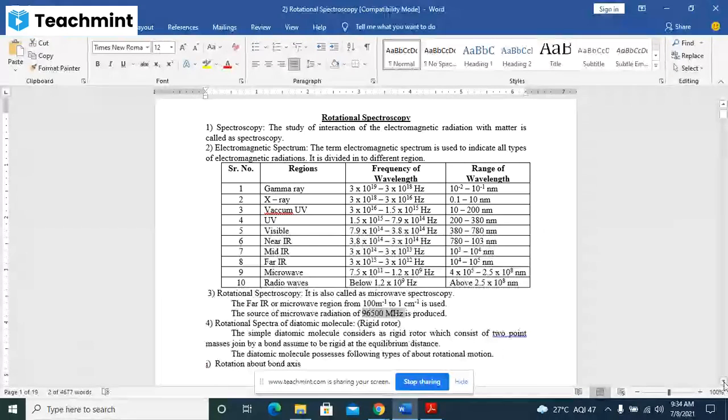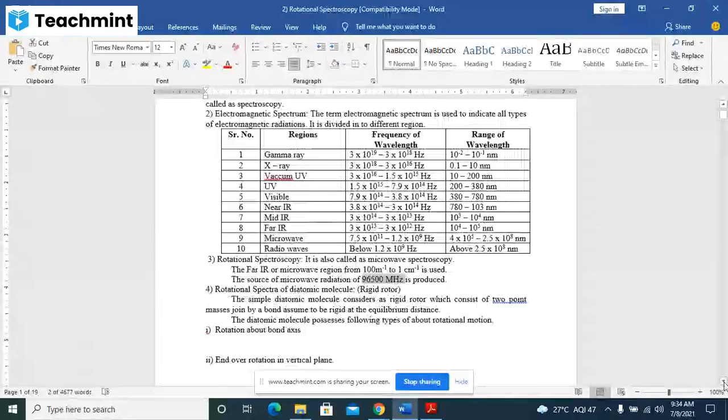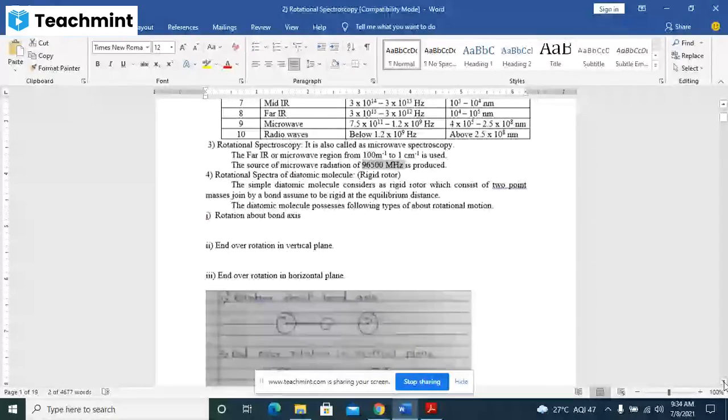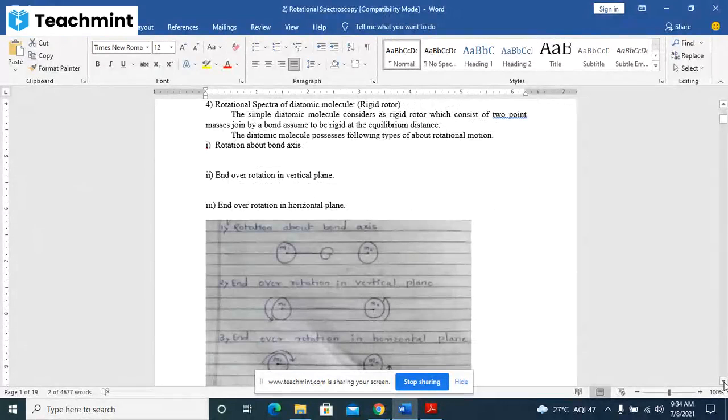अभी कौन से टाइप के रोटेशनल मोशन है? There are three types of rotational motions. One is the rotation about the bond axis. Second, end over rotation in the vertical plane, and end over rotation in the horizontal plane. What do you get from this word, rotation about the bond axis? Atoms will get rotated across the bond only.